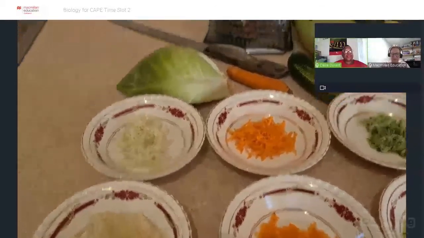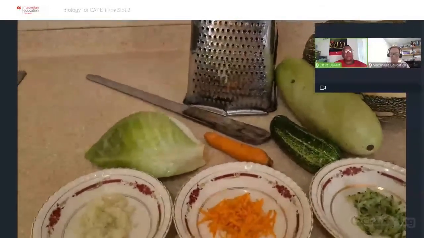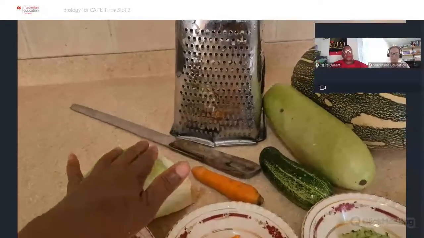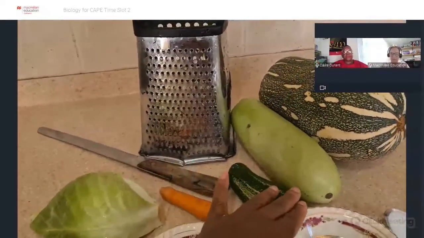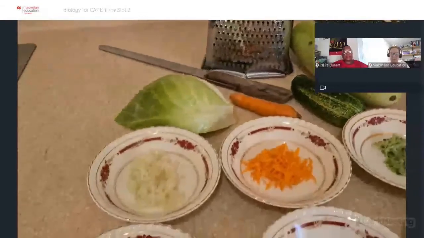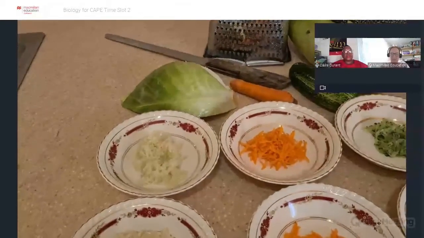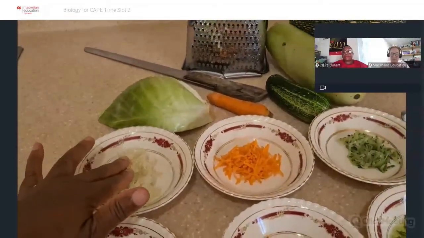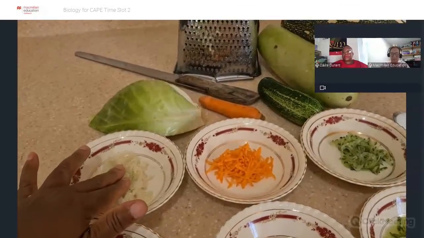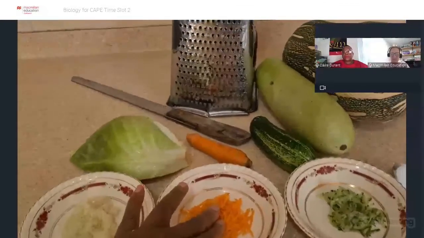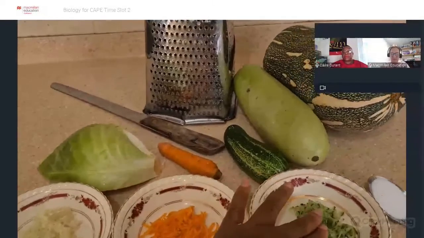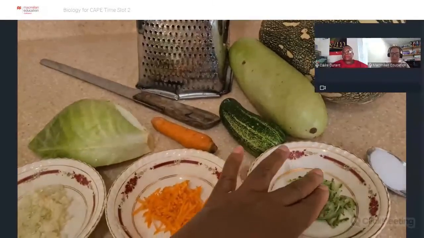Here we have a piece of cabbage, a carrot, and a cucumber, and we have grated the same amount of cabbage, the same amount of carrot, and the same amount of cucumber.